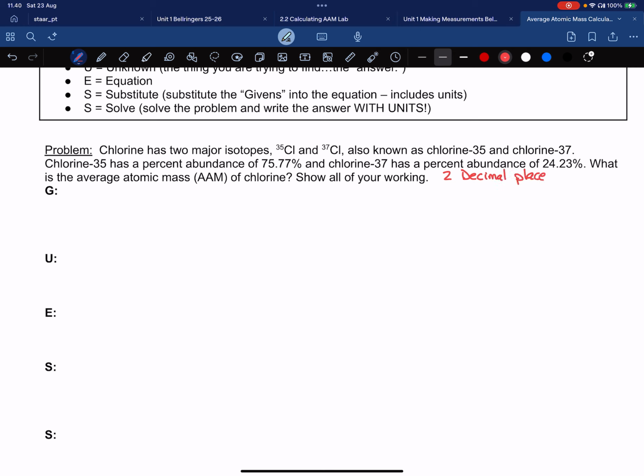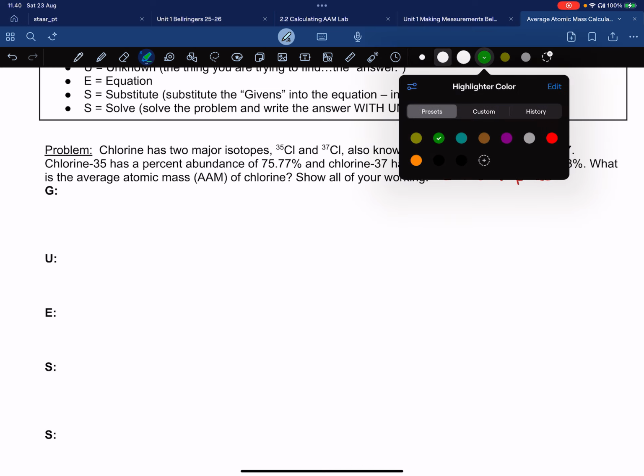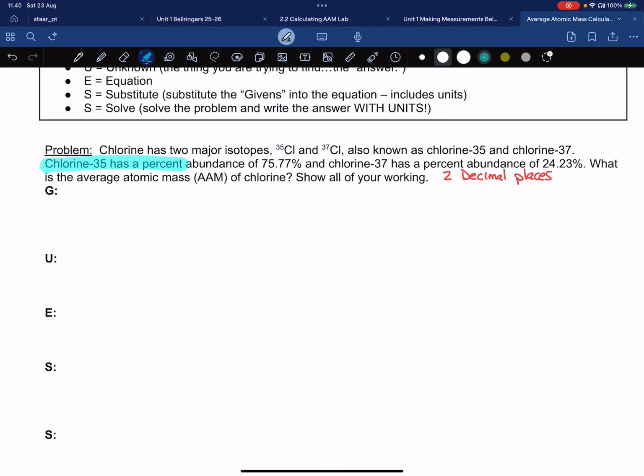Now, the givens are: chlorine 35 has a percent abundance of 75.77%. So, chlorine 35, the mass is 35 AMU. The percent abundance, which I will abbreviate with ABUN, is 75.77%.